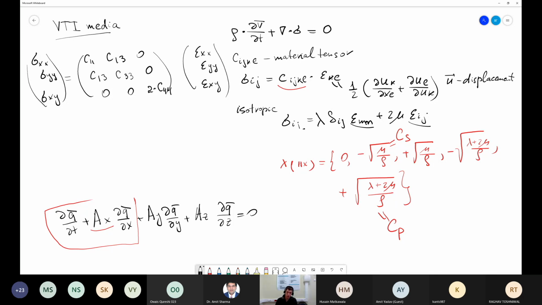Of course, it is possible to calculate analytically the relationships for C11, C13, C33, C44 to obtain the isotropic case. You can do it manually: substitute Cij with lambda and mu in the equation, and you can obtain the equivalent medium.